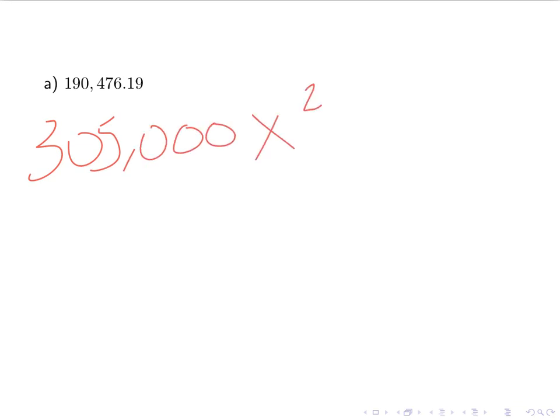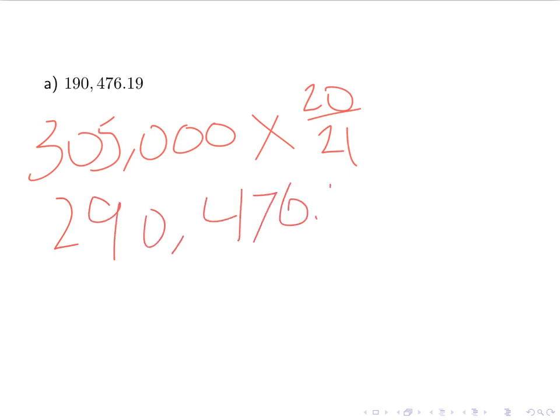For B, it was $305,000. So I'm going to take that and multiply by my 20 out of 21. If I do that, I should get $290,476.19. And then again, I ask myself, is that number bigger or smaller than the face value? This one's the smaller amount, so that's how much I'm going to get paid out for B.